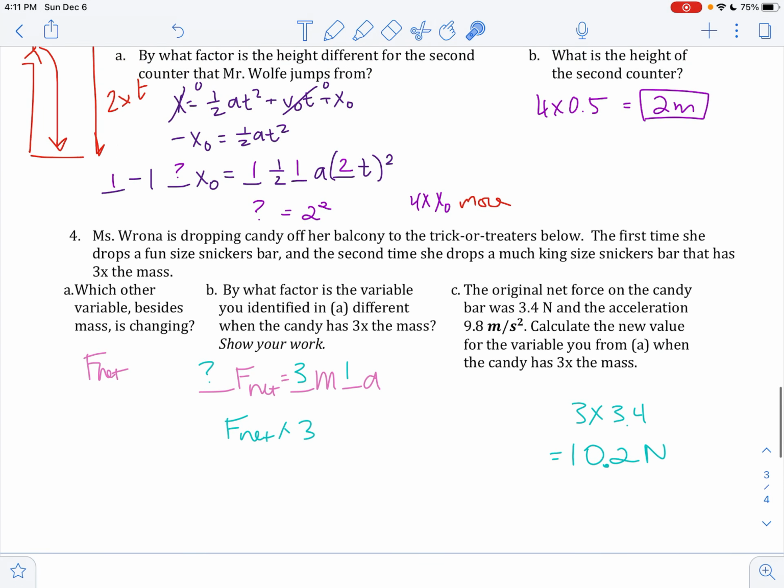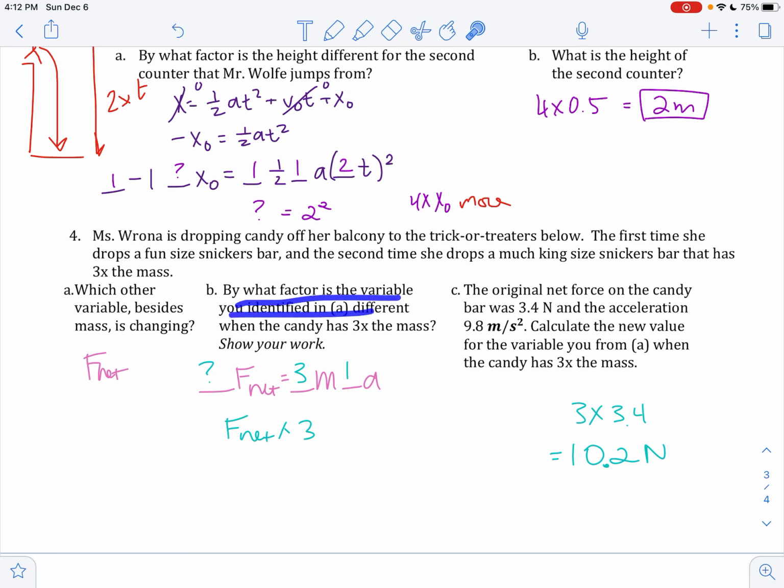All right, last one. Mrs. Rona is dropping candy off her balcony to trick-or-treaters below. The first time she drops a fun-size Snickers bar, and the second time she drops a king-size, so much larger Snickers bar that has 3 times the mass. All right, so what other variables besides mass is changing?